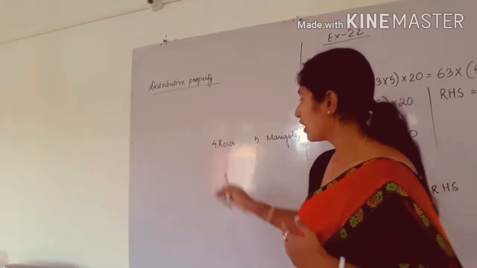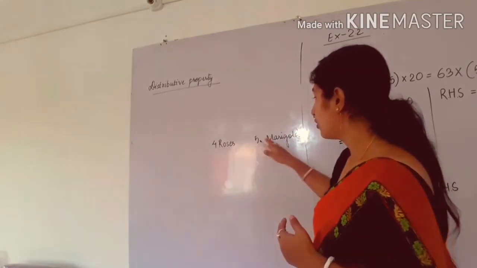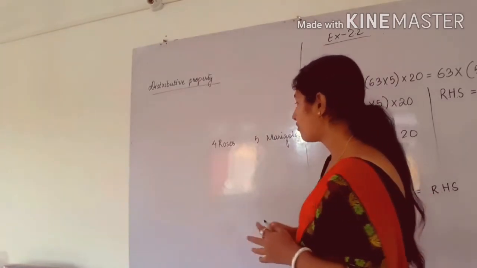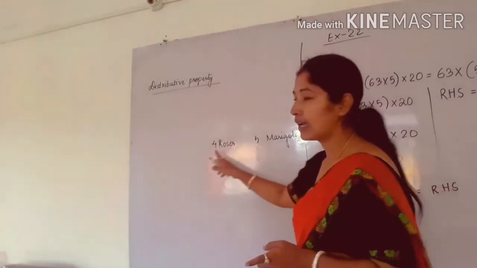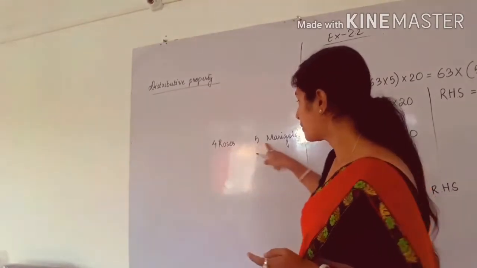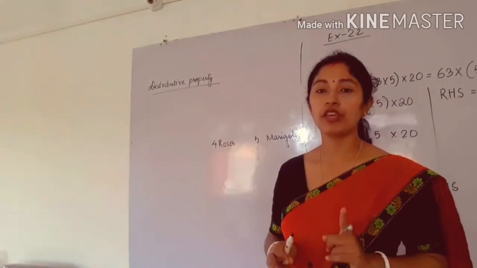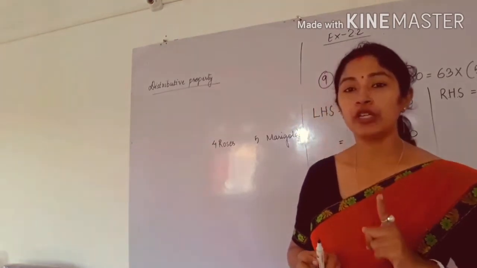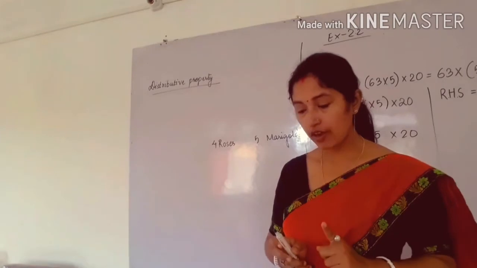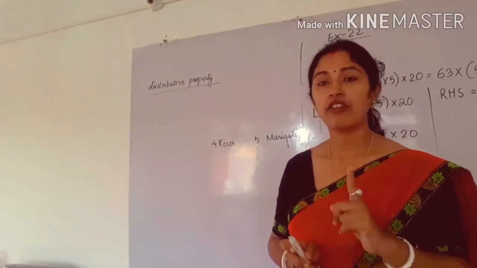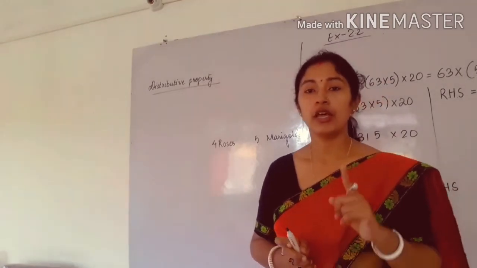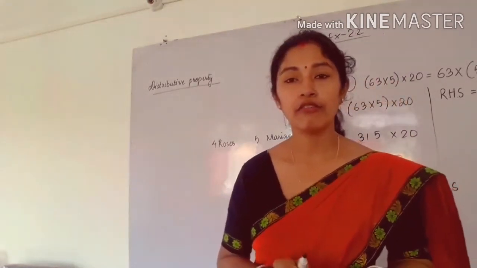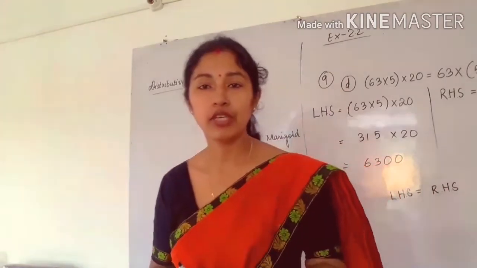So in one bouquet we have 4 roses, and in that bouquet only we have 5 marigolds. So total number of flowers in one bouquet will be what? 9. Okay, 4 roses plus 5 marigolds. That means in one bouquet we have total 9 flowers. So we need 9 flowers for one bouquet. That means in 5 bouquets we need 9 into 5. That means 45 flowers. Like that we can find the number of flowers that we need.